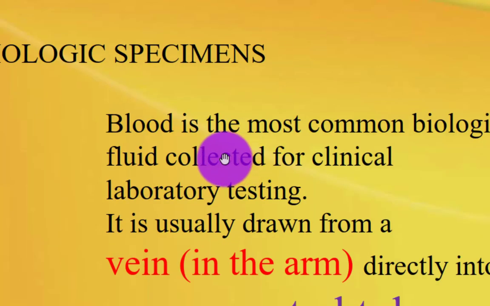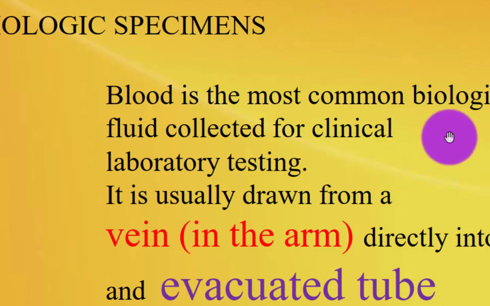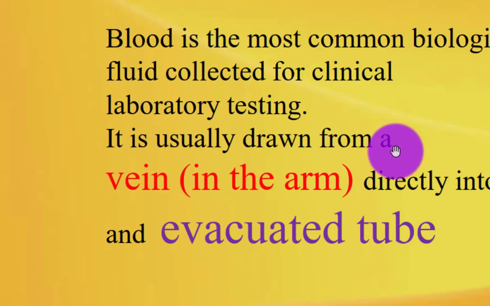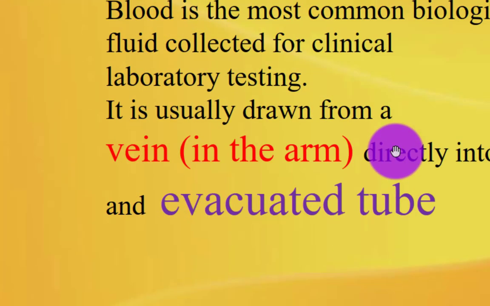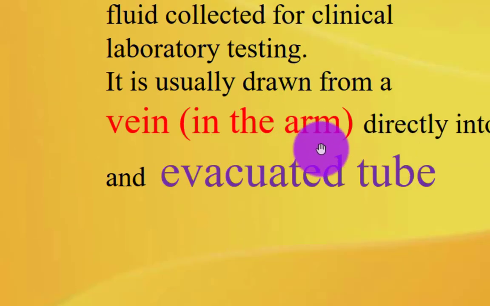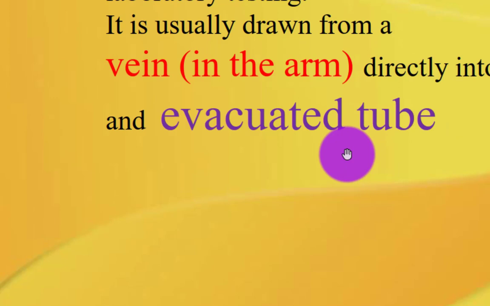Biological specimens. Blood is the most common biological fluid collected for clinical laboratory testing. It's usually drawn from a vein in the arm directly into an evacuated tube.